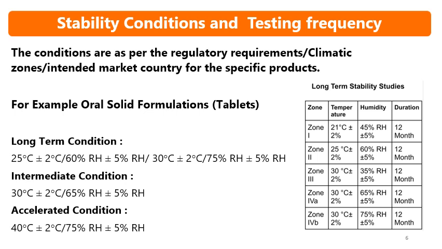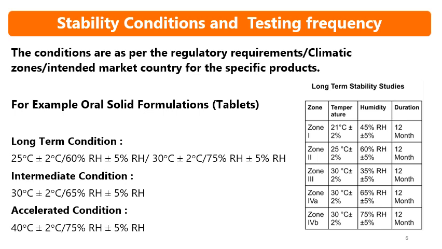Long term condition is 25 degrees Celsius and 60% RH. Sometimes the long term condition is 30 degrees Celsius and 75% RH. Intermediate condition is 30 degrees Celsius and 65% RH. And accelerated condition is 40 degrees Celsius and 75% RH.